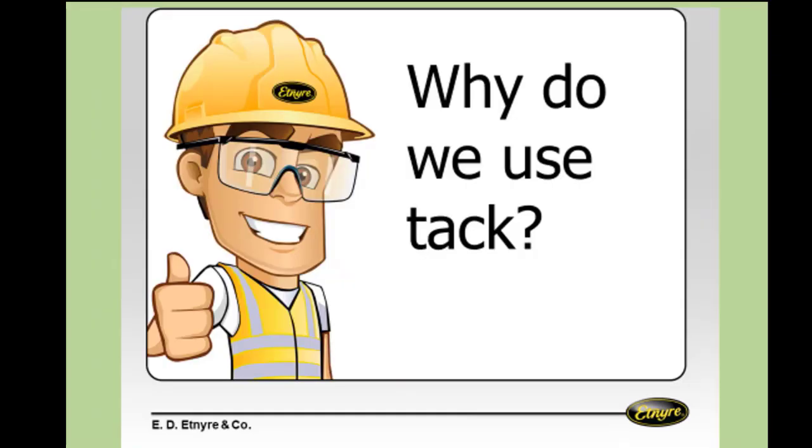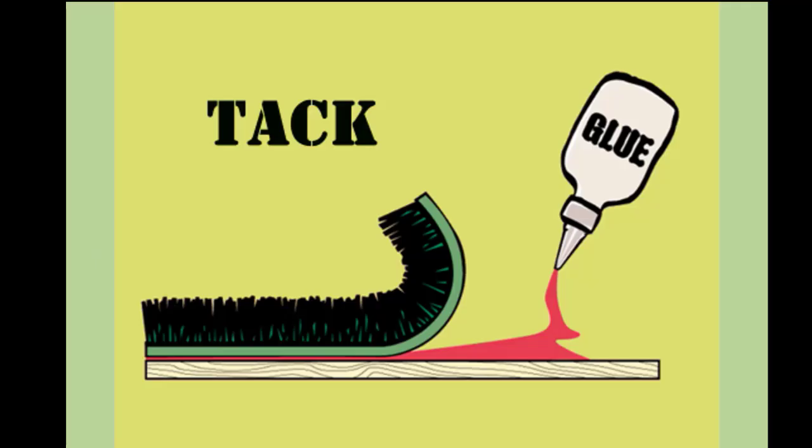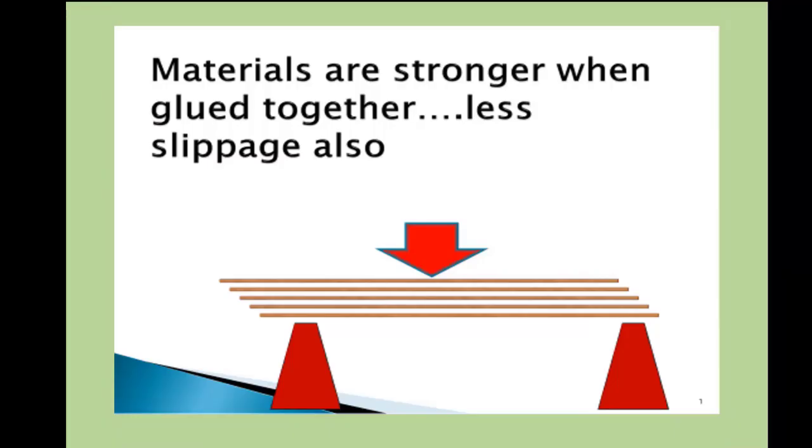The reason we use tack, of course, is so we've got a bonding agent. We use it as a type of glue to hold the new mat to the base. A lot of different things happen to get there because stronger materials are more viable when they're glued together.